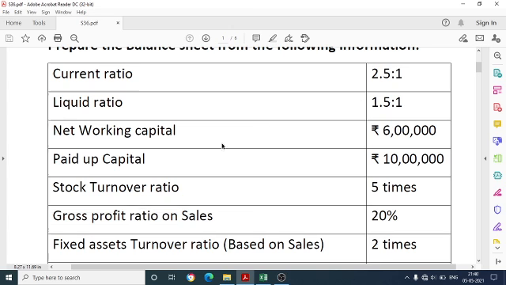So before that, some working notes or some groundwork is required. Now first, as usual, I told, first we will go for calculation of current assets and current liability.